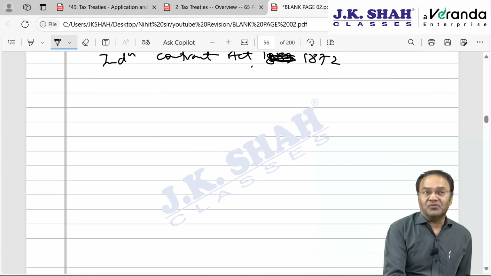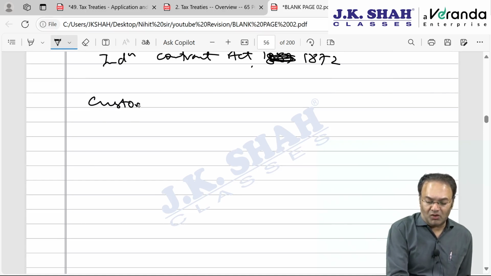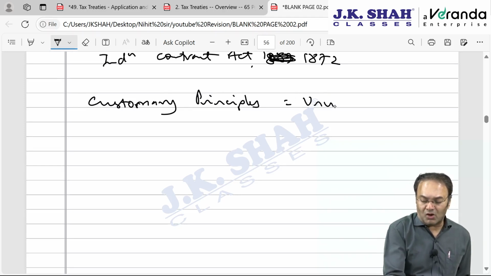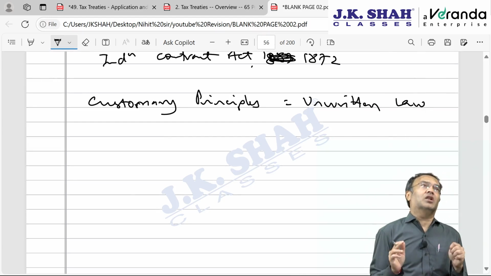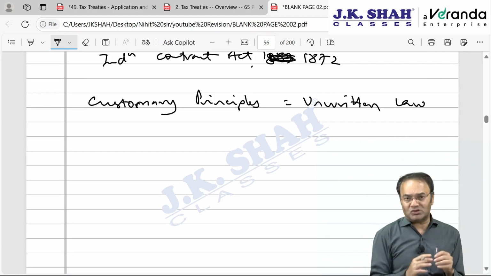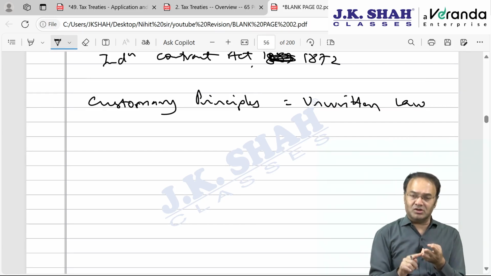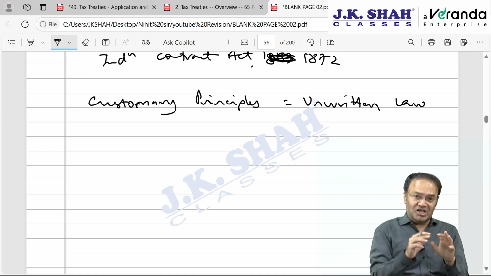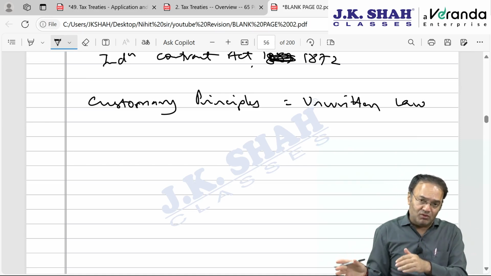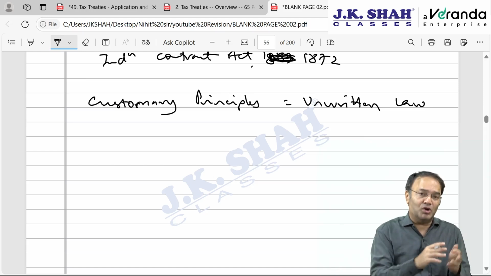So earlier the treaties were interpreted as per some customary law or customary principles, which is not a law. Customary principles is like unwritten law. Unwritten law is something which is not written anywhere, but it is accepted as a law, accepted as a principle. Like for example, if you go to any public place of worship, mosque, temple, church, etc., we ideally remove our footwear outside. But is there any law that you cannot go inside with the footwear?